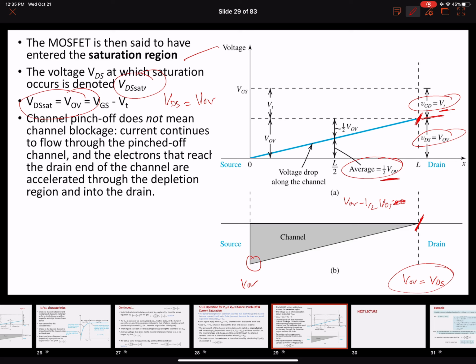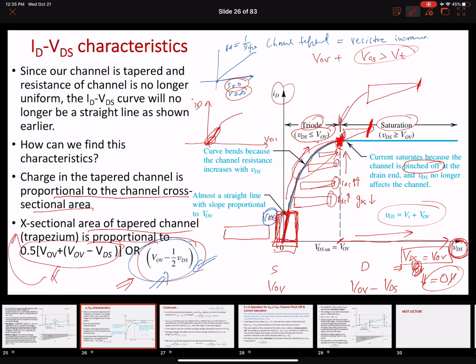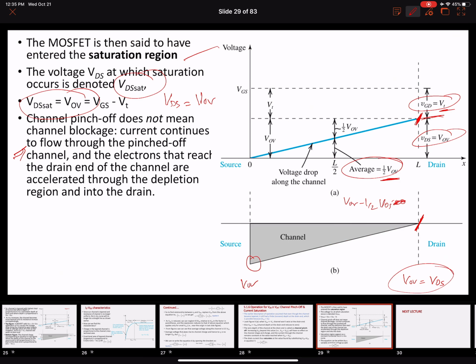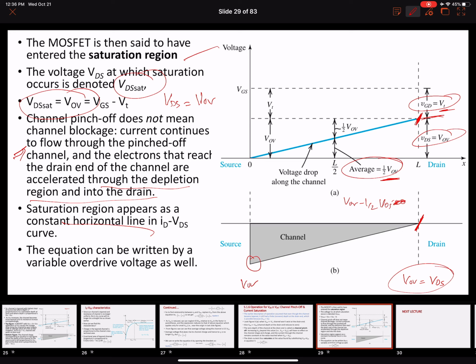Another important point we discussed earlier is that channel pinch off does not mean channel blockage. This does not mean that the current stops flowing, right? The current is still flowing. Look at this plot. The current is still flowing, but the current is saturated. It's constant, right? What it does is it just accelerates through the depletion region into the drain. It appears as a horizontal line, right?